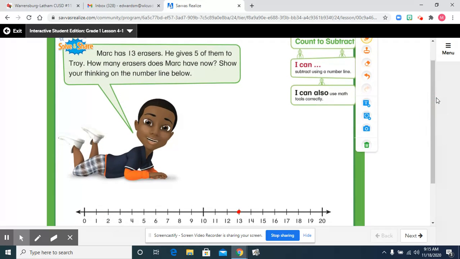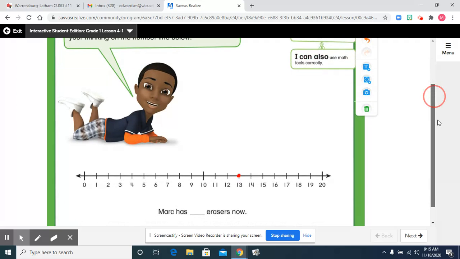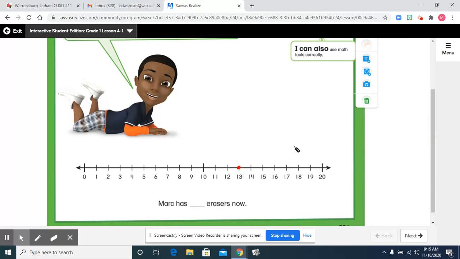Now it says he gives 5 of them to Troy. So if you're giving away something, the number is going to get smaller because you're giving them away, you're losing them. So on a number line, the numbers get smaller if you go this direction. So anytime you're subtracting, you need to go backwards. Now if we go forwards, that means we are adding. But today we are subtracting.